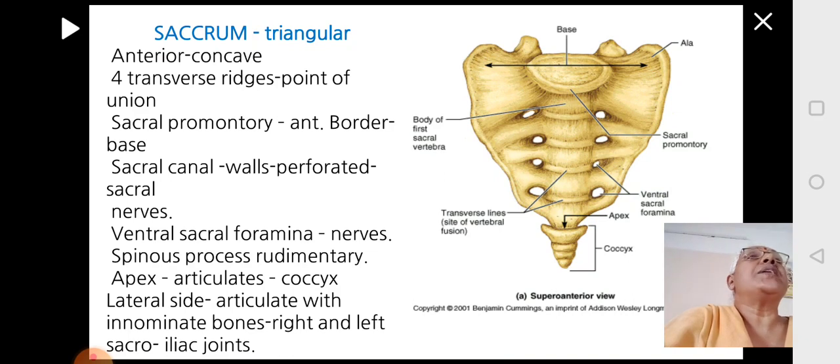So if you count here, there are 5 sacral vertebrae, and at the junction of the 2 vertebrae you can see one transverse ridge. So there are 4 transverse ridges like that. Then you can see the ventral sacral foramina through which the nerves will pass out.